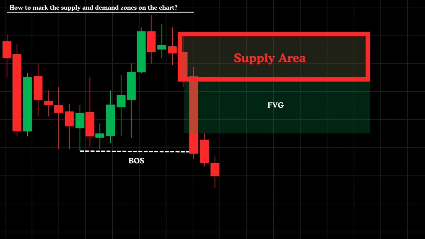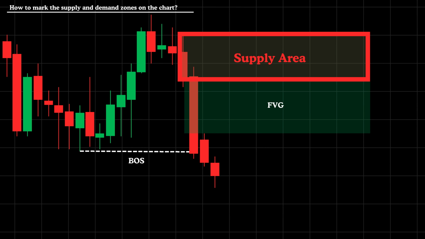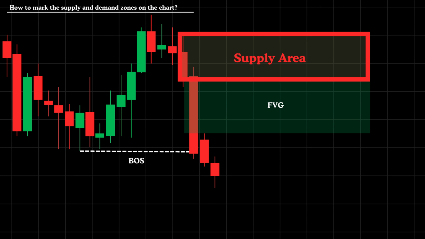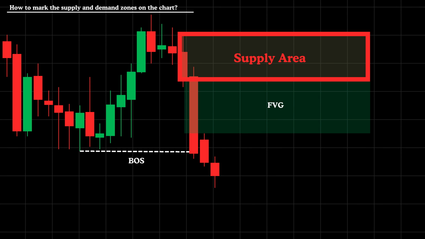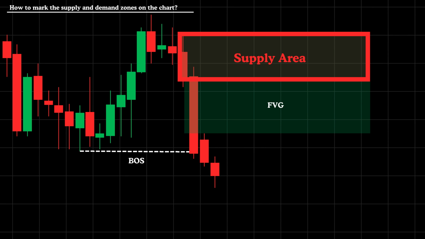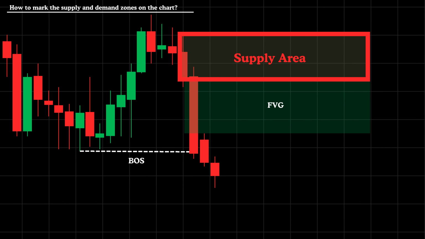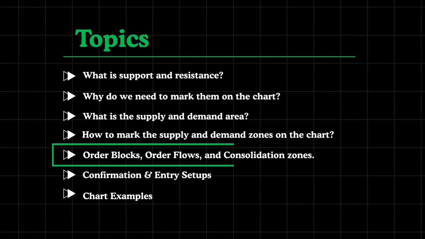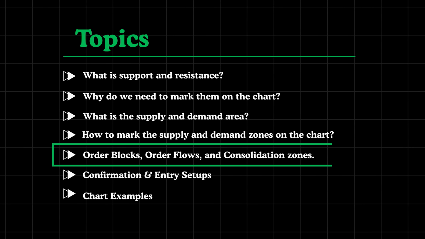Now, different traders may have slightly different approaches when marking these zones, but what really matters is placing your stop loss in a location that's protected from random price spikes. We usually identify three types of supply and demand zones on the chart, based on how the market structure is forming. This includes order blocks, order flow, and consolidation zones.